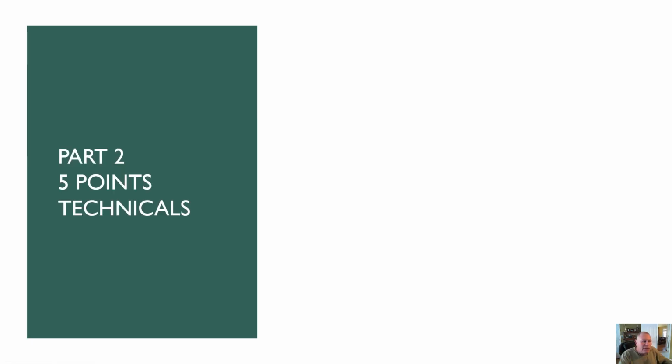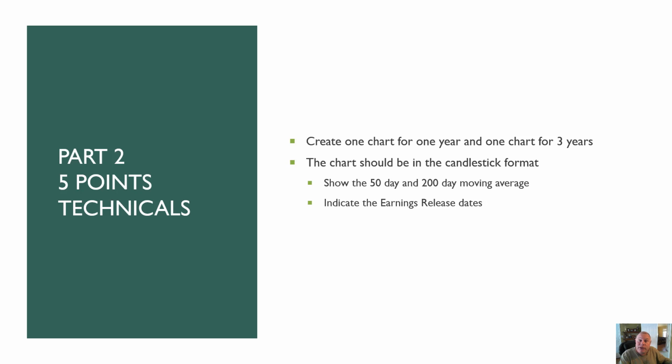Dynamics. The next thing we're going to do is take a look at the technicals. Now, this is discussed in Module 7 Equities. So basically, we need a chart for 1 year and a chart for 3. Chart should be in the candlestick format, showing 50-day and 200-day moving average. Indicate the earnings release dates so we can see if there's any significant movement in the stock caused by earnings. Interpret what the trend is telling you.